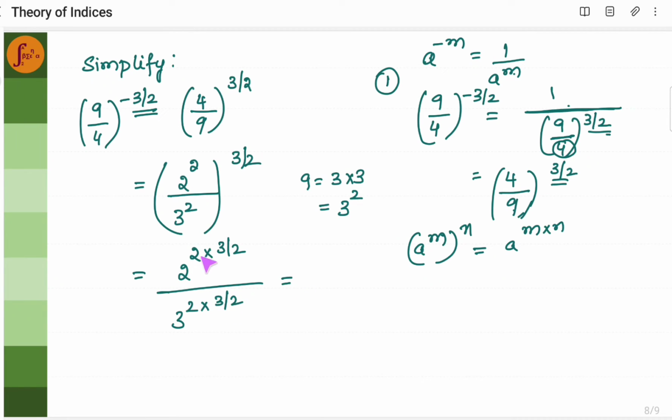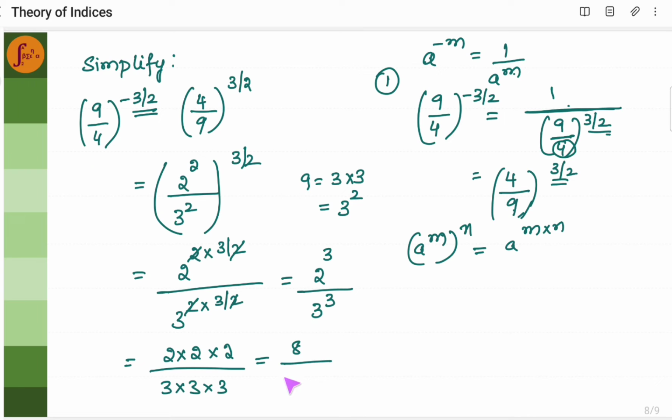Now let's solve this. 2 and 2 will get cancelled, so you'll have 2 to the power 3. Here again 2 and 2 will get cancelled, you'll have 3 to the power 3. Now we can simplify. 2 into 2 into 2, and this again 3 times. So this is nothing but 8, and this is 27. So this is the answer.